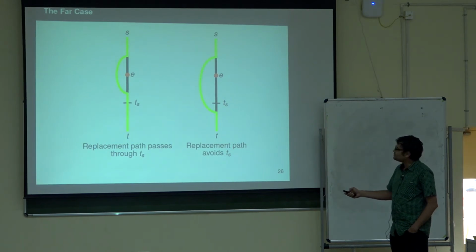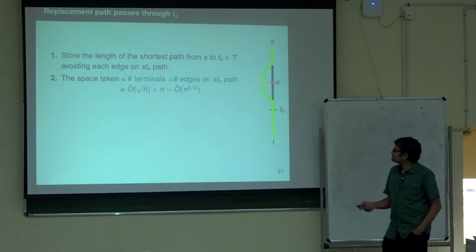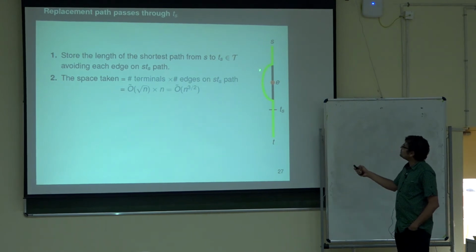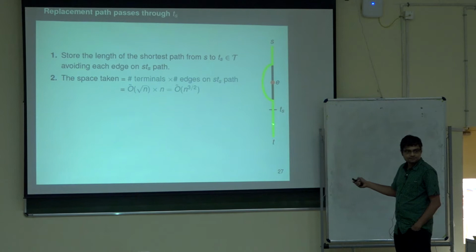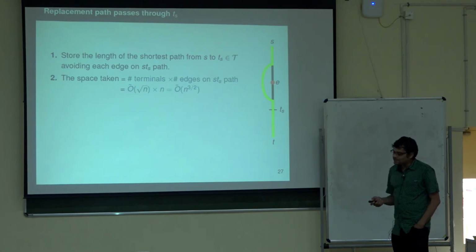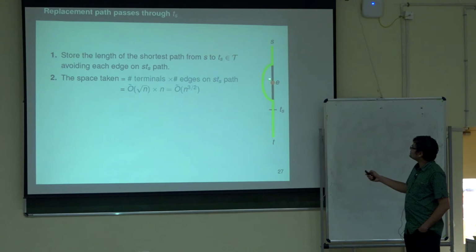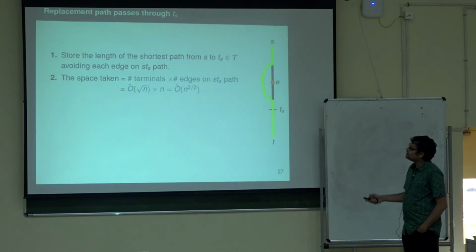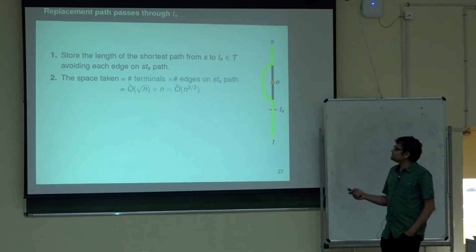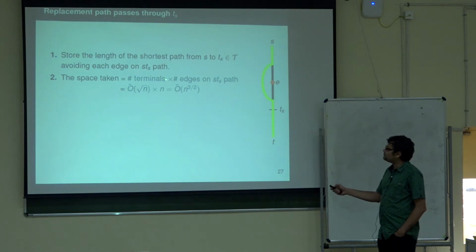Okay, so let's look at the easiest part. Let's assume that the replacement path passes through TS. Well, what I'll do is I'll store the length of all the shortest paths from S to TS, avoiding each edge on the STS path. So for this particular edge, I will store the length of the shortest path from S to TS, avoiding E. Okay, and the space taken by this data structure is the number of terminals times the number of edges on the STS path.